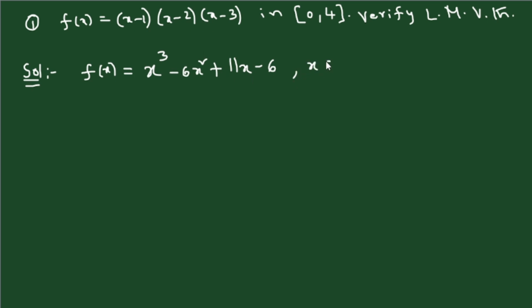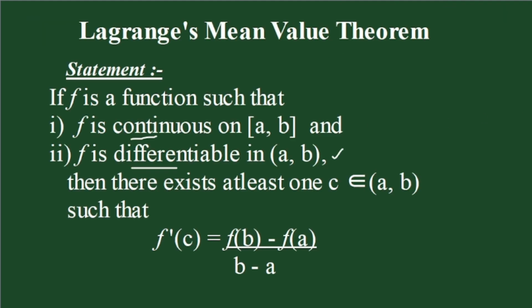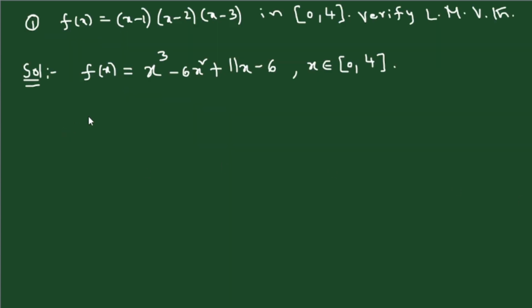And what is the interval x belongs to? Closed interval 0, comma 4 is given. Now, we need to check whether the first two conditions of Lagrange's mean value theorem are satisfied. If they are satisfied, then we need to check whether c belonging to (a, b) exists or not. We'll try to find such a c. So first of all, what is the derivative?